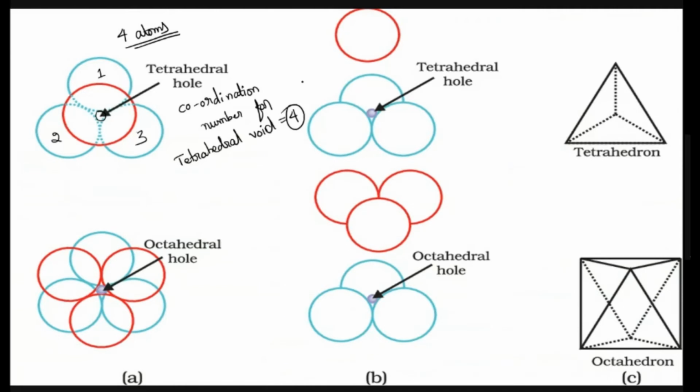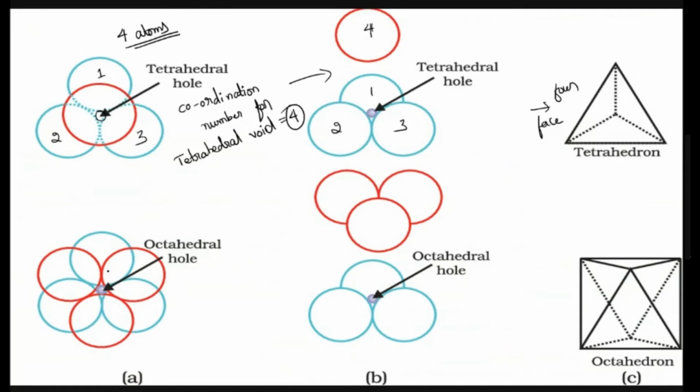Here also in this diagram you can see very clearly 3 atoms are there. You mark 1, 2, 3. There is a hole here in the center. So this hole is going to touch how many atoms? This is the 4th atom. So it's going to touch 4 atoms. That's why the coordination number is 4. How many faces are there in a tetrahedron? 4 faces. Clear?